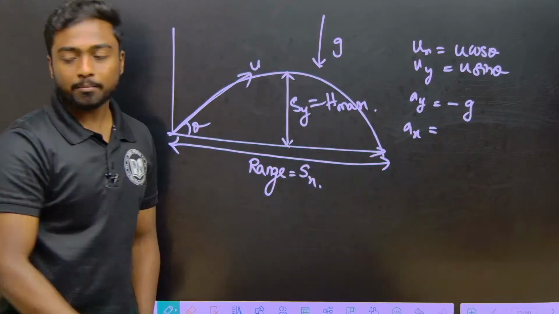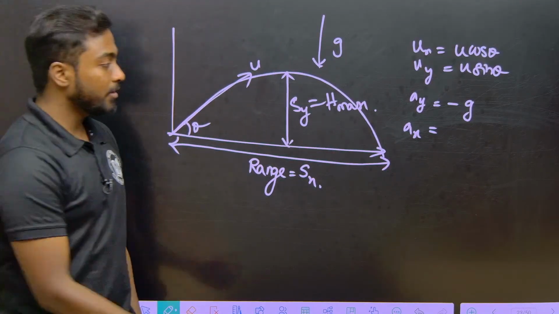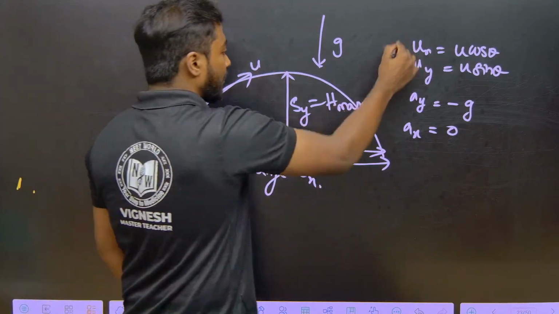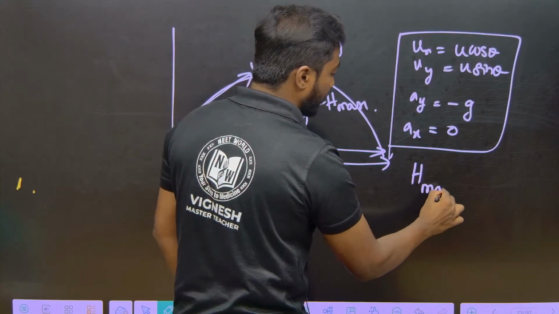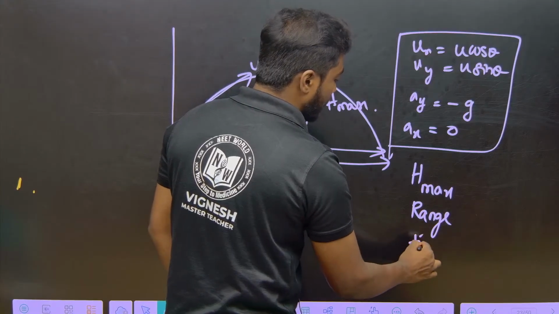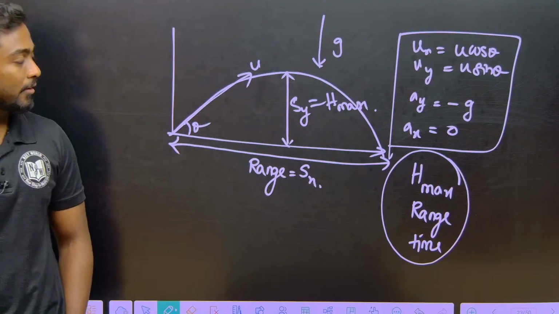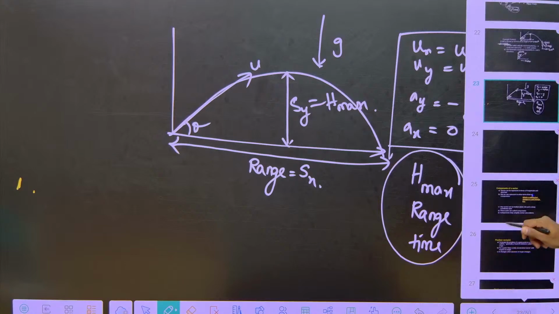In x direction, is there any gravity? So 0. By this I can get the formulas for H max, range and time. These are the things I can get from the equations. This one we will see in kinematics.